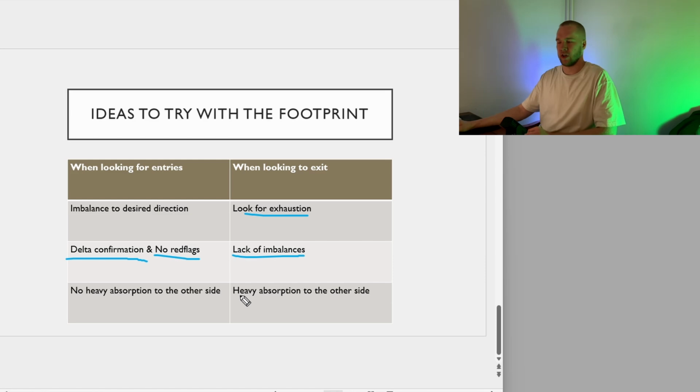Heavy absorption. Price is stopping, like hitting a wall. That's what that looks like. If that happens and you're in a trade and let's say you're losing the trade, you might want to exit or you might want to take profits off.